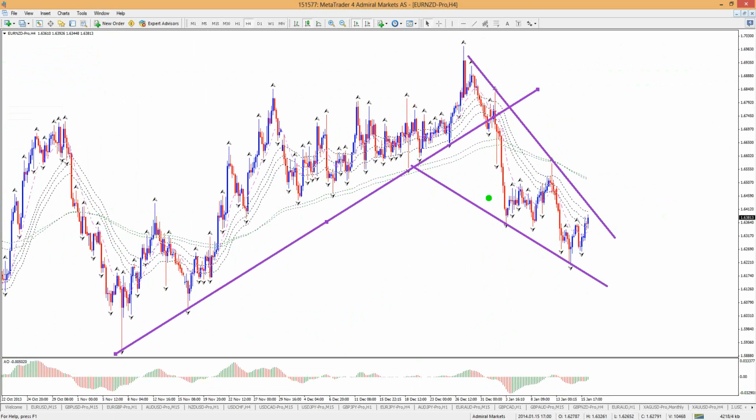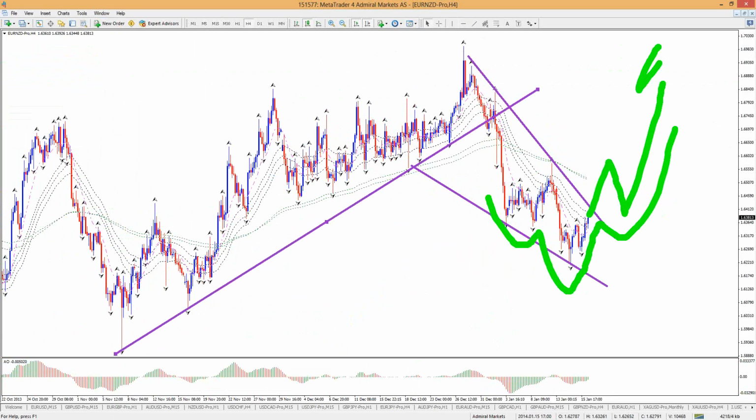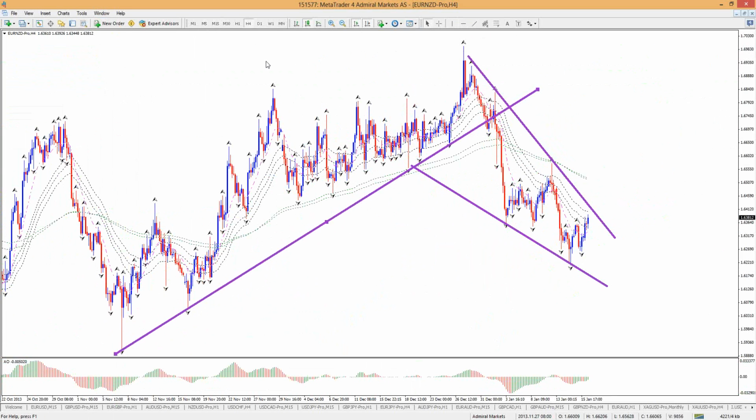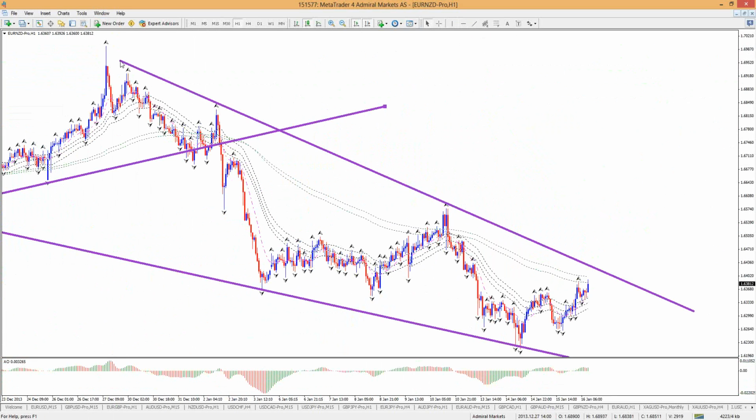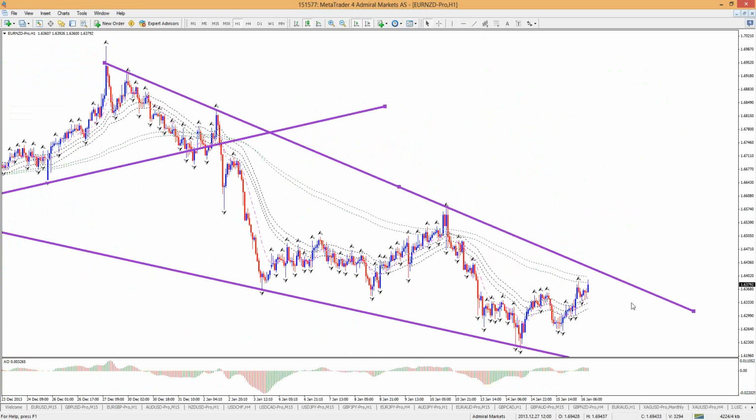There is a potential maybe inverse head and shoulders if we were to move up and then down and up again like that. But that's too early to tell. First of all, we still need to break out of this trend line, in fact.